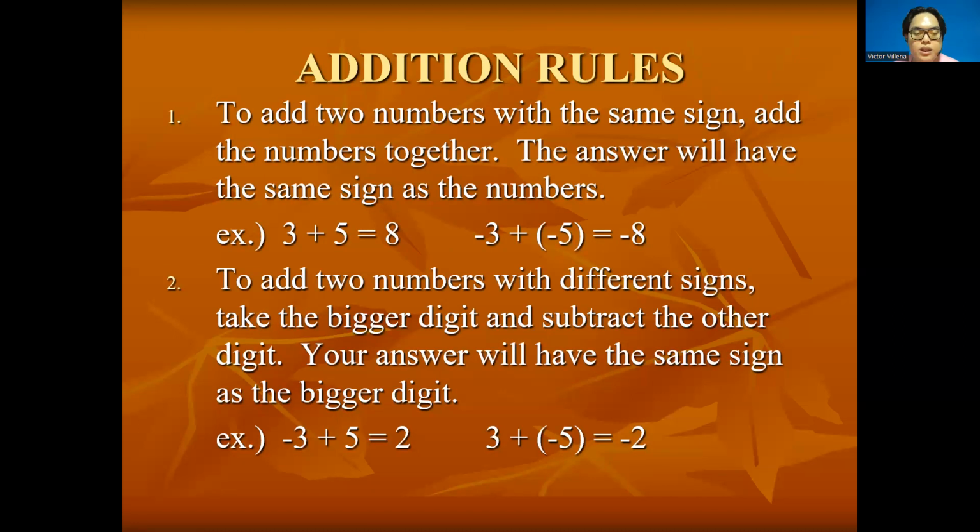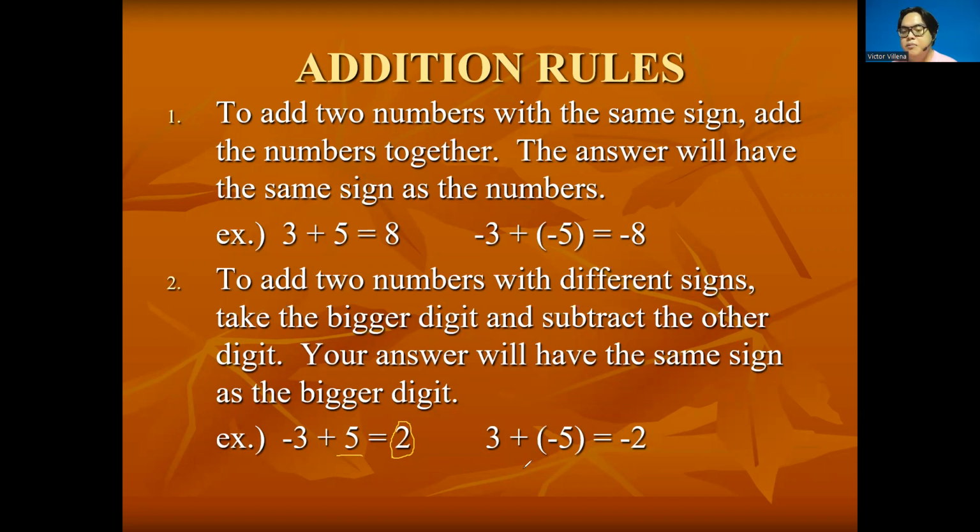So to add two numbers with different signs, take the bigger digit and subtract the other digit. Your answer will have the same sign as the bigger. For example, here we will add negative 3 plus 5. Can I ask what's larger, 5 or 3? Okay, very good, student number 2. So 5 is larger than 3. Again, the rule is we take the bigger digit and subtract the other digit. So that would be 5 minus 3, and the answer will be positive 2. We just copy the sign of the larger digit.